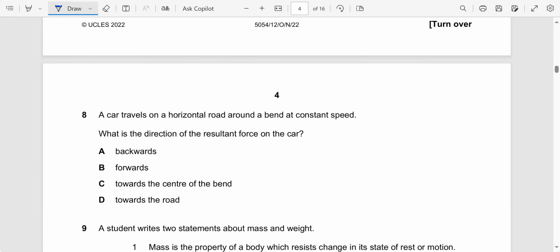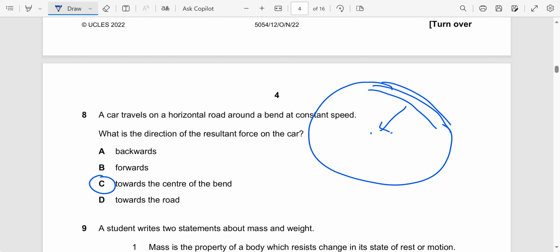A car is traveling on a horizontal road around a bend at a constant speed. In which direction is the resultant force acting? It should always be towards the center of the bend. Whenever something is moving around a bend or a circle, it is always towards the center of that circle.